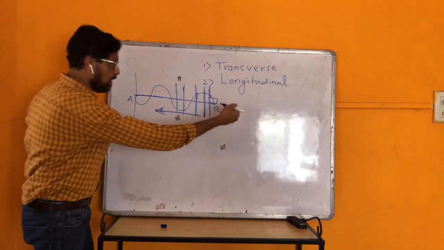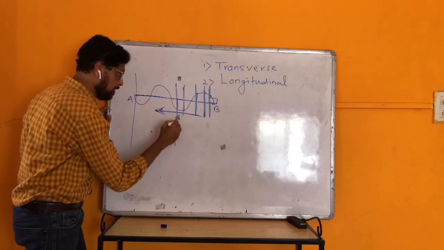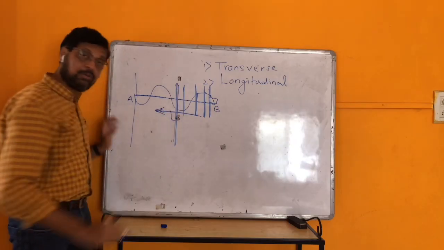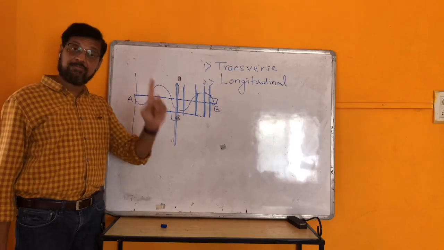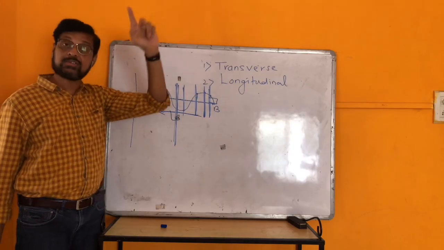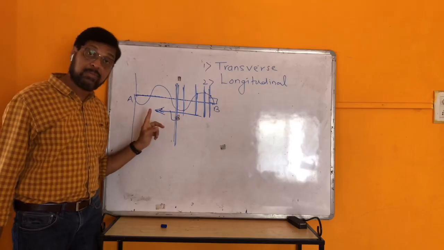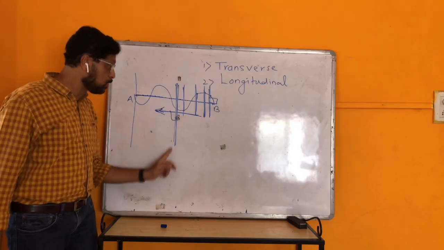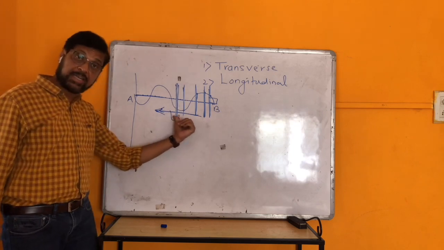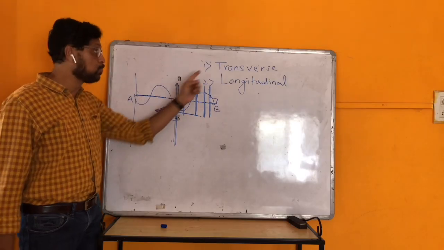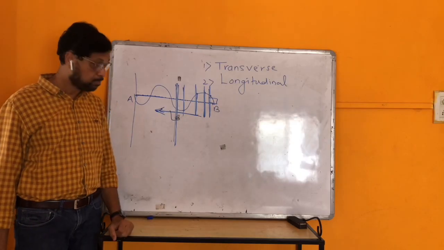Perpendicular to the direction of propagation of wave. This is the direction of propagation of wave and this is the direction of vibration of the particles. So they are perpendicular to each other. So this wave motion is called transverse wave motion, or the wave is called a transverse wave. The wave in which particles of the medium vibrate at right angles to the direction of propagation of wave is called a transverse wave. That is the definition of a transverse wave.